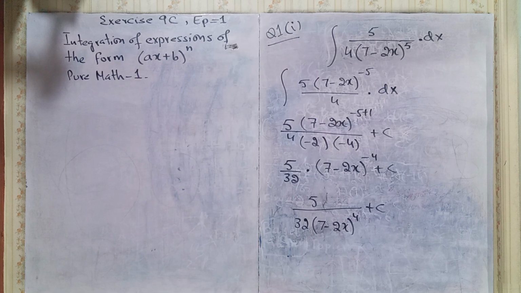And in this video, we have completed the question number 1 of the exercise 9C. And this is our first episode on this exercise. We are working on the solution of the course book of the Pure Maths 1. This is paper 1 of the Cambridge International AS Levels Mathematics 9709.